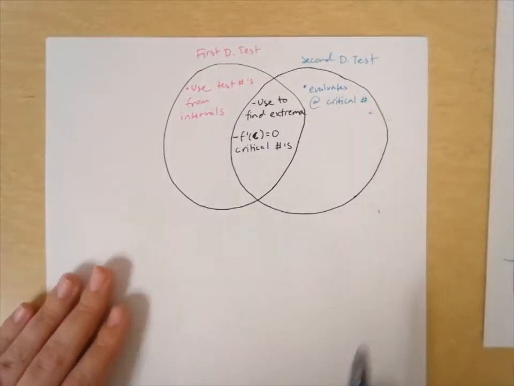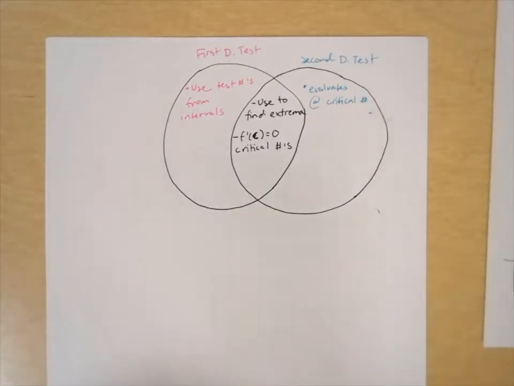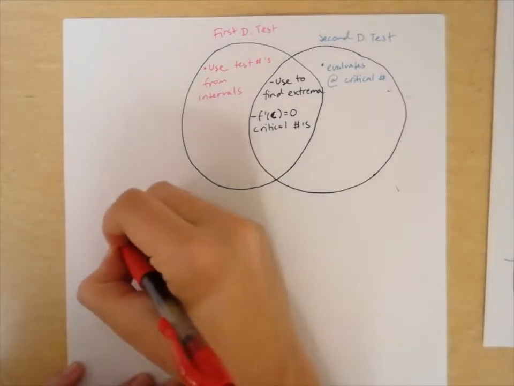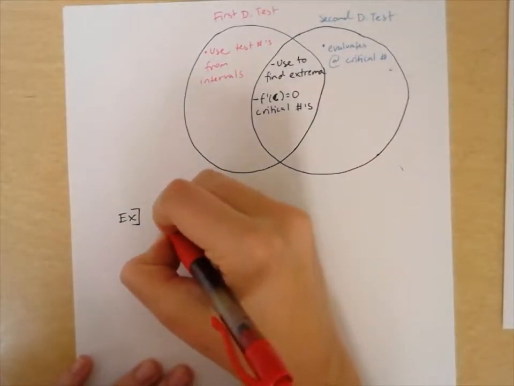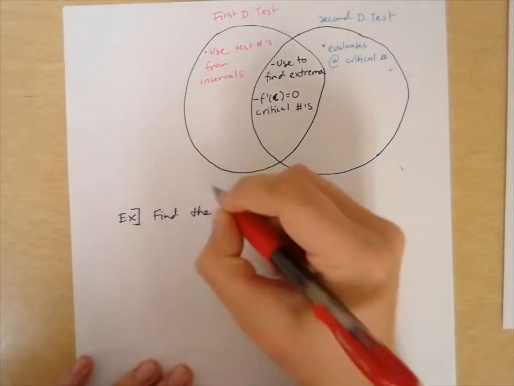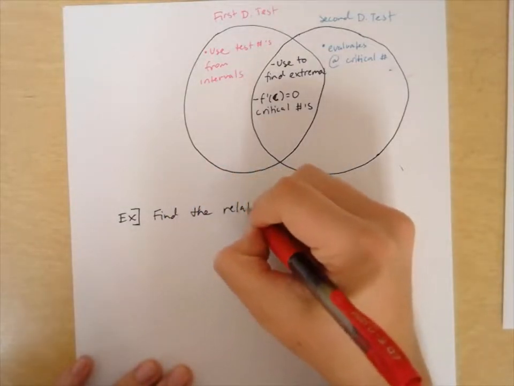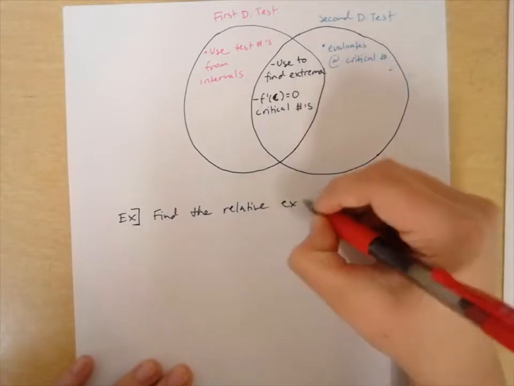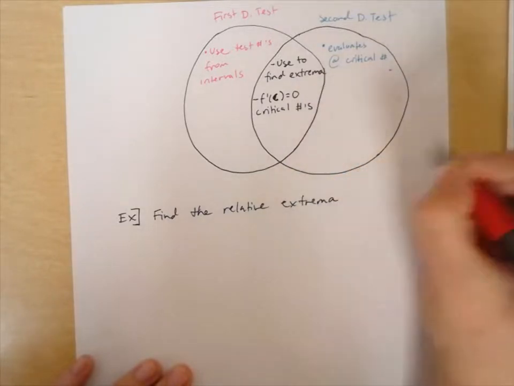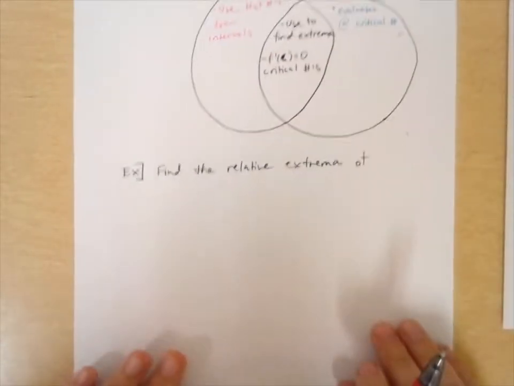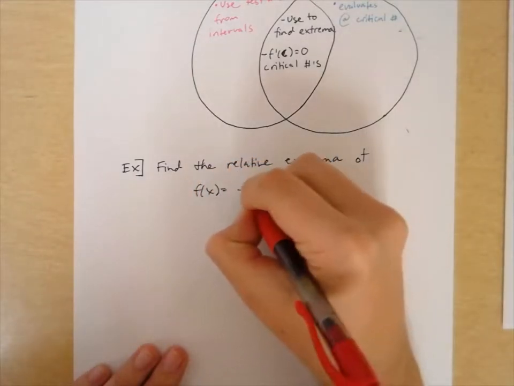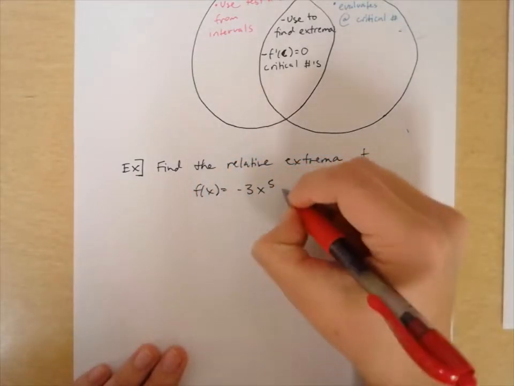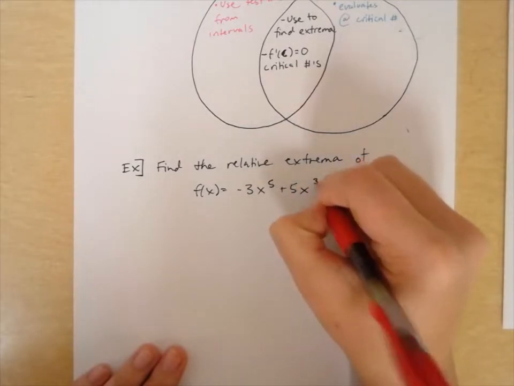So let's start with the second derivative test. Let's jump into an example of that. Our question is going to ask us to find the relative extrema of f of x equals negative 3x to the 5th plus 5x cubed.